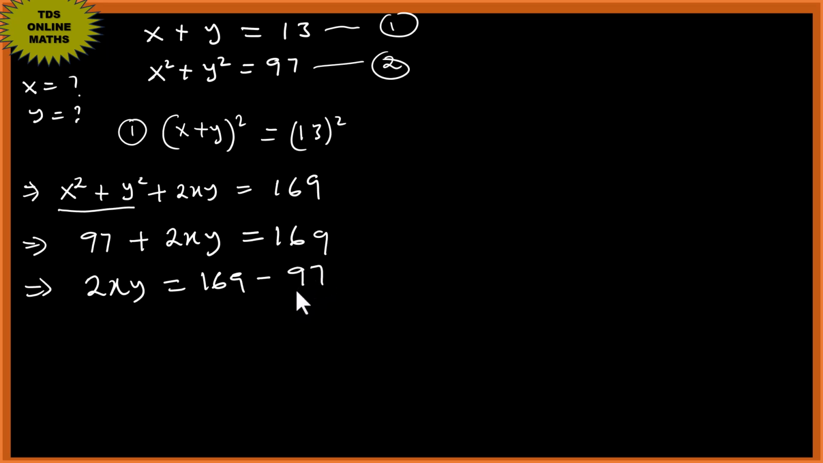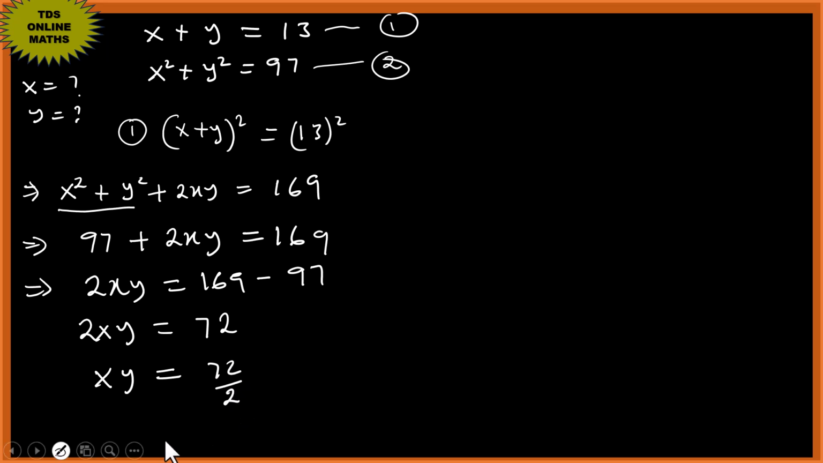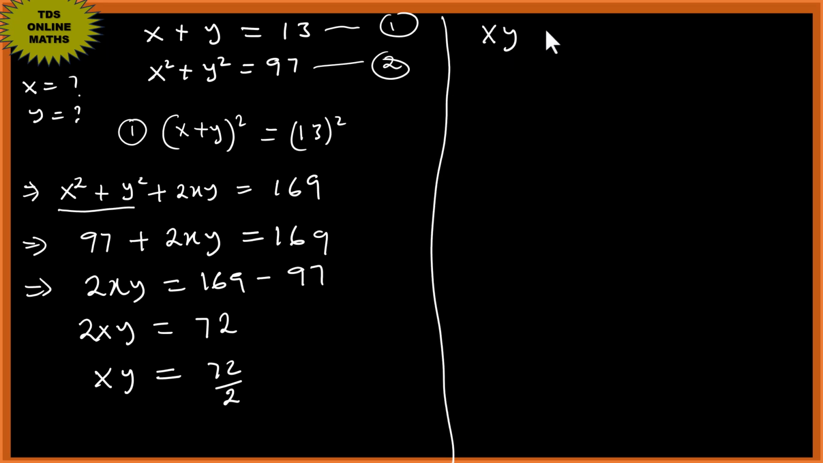So we have 2xy equals 72 here. Let's divide both sides by 2. So we have xy equals 72 over 2, so we have xy equals 36. Let's name this one the third equation.